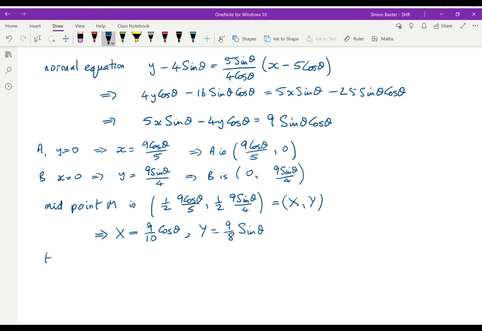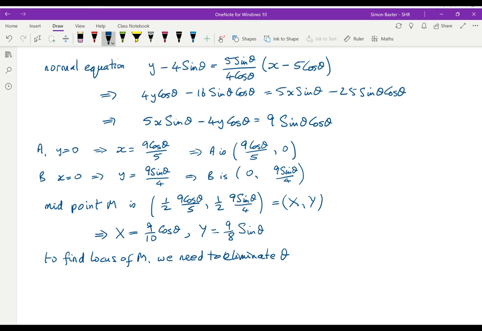If we want to find the locus of M, let's just make that look nicer. As a Cartesian equation, we've got parametric equations at the moment. We need to eliminate theta. Well, there's trigonometry around. You should be able to think of an equation which will help you to get rid of the theta. It's not a very difficult one.